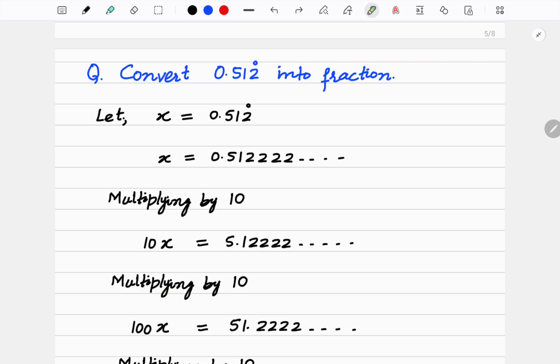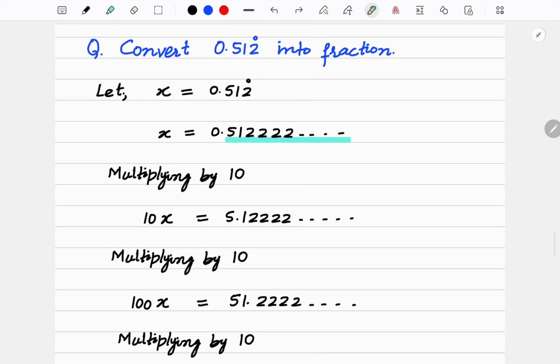Again, as our purpose is to get the same decimal series, here we have 0.51222 and here we have 0.1222. As both the series are not the same, we will keep multiplying by 10. So x multiplied by 10 is 10x, and 10x multiplied by 10 is 100x. If we multiply again by 10, then the decimal will shift inside more. So 5.122 becomes 51.2222.